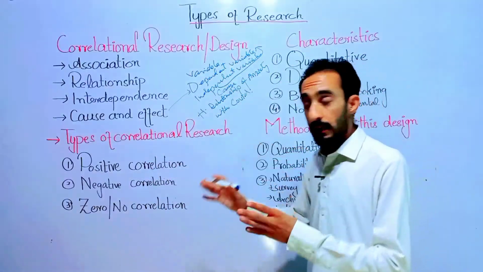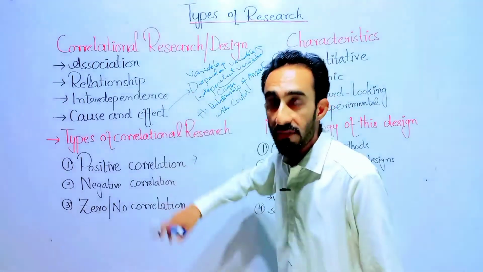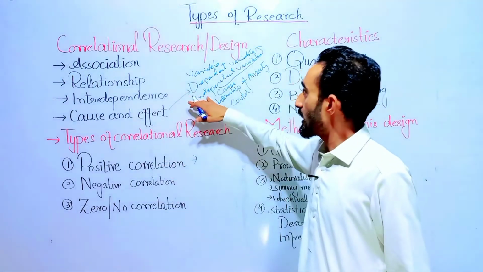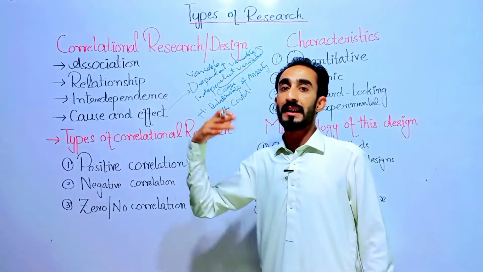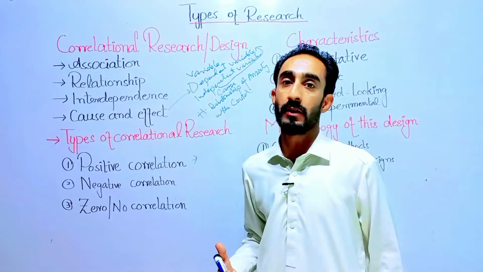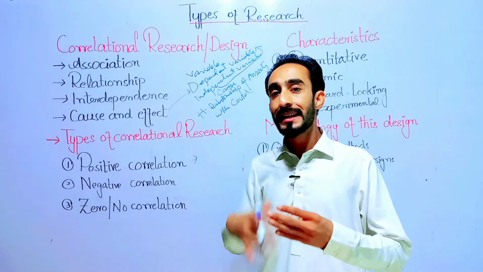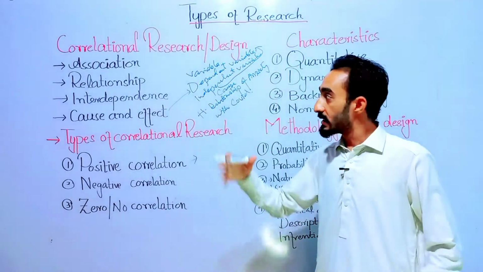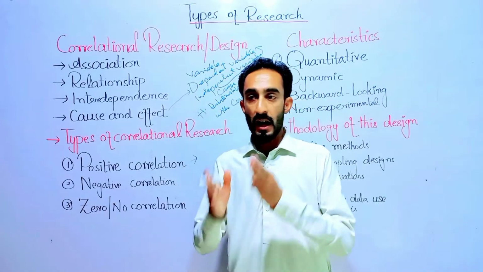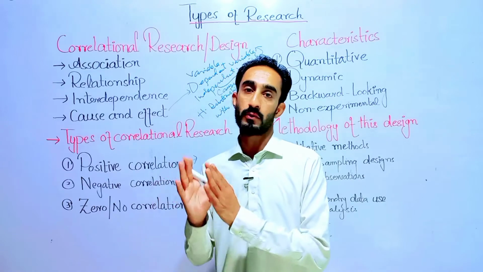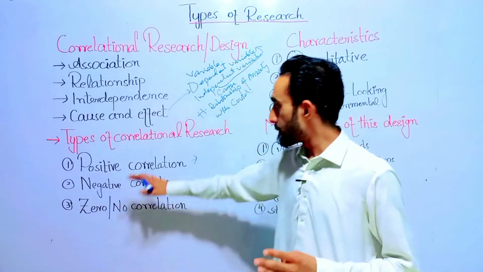In positive correlation, the increase in the independent variable will lead to an increase in the dependent variable, or the decrease in the independent variable will lead to a decrease in the dependent variable. Both directions will be on the positive side. If one increases, the other one will also increase. If one decreases, the other one will also decrease. This is a positive correlation.